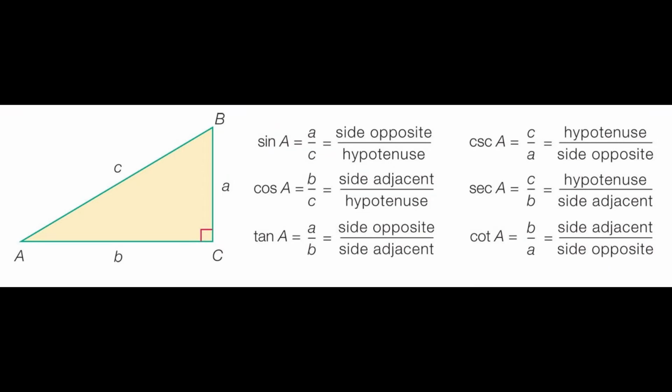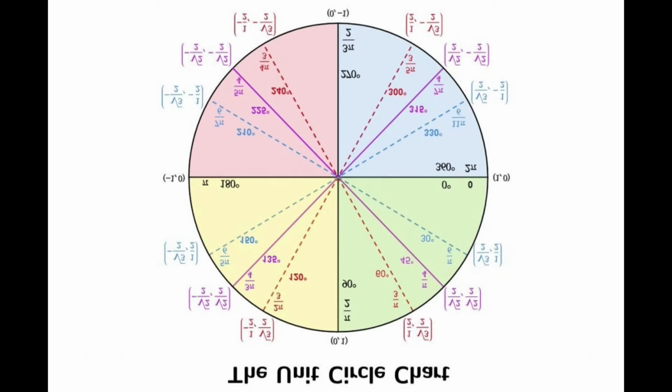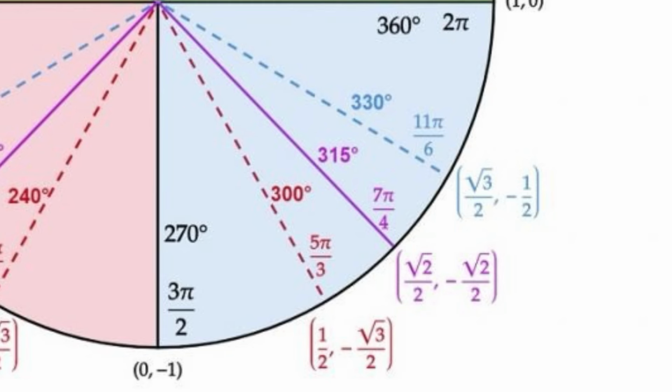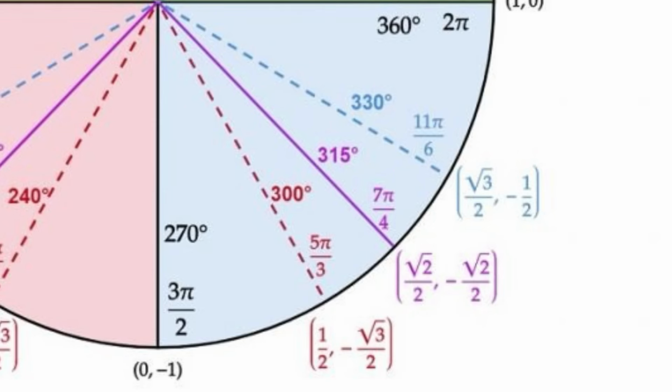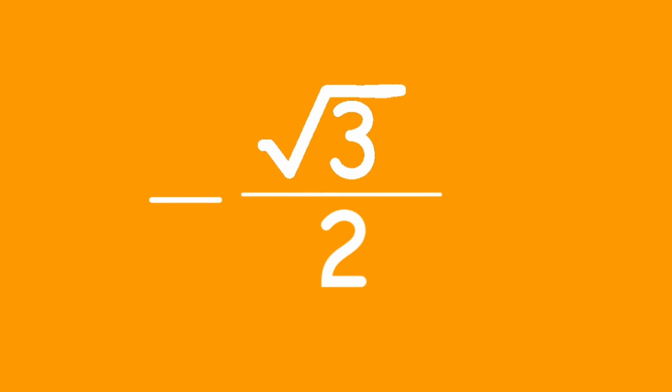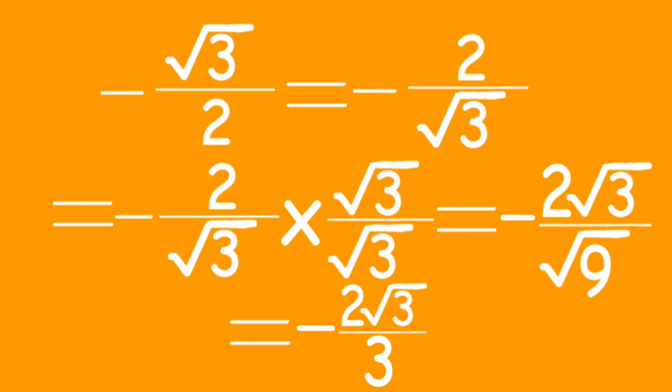Cosecant, secant, and cotangent are the inverses of sine, cosine, and tangent, respectively. For not only is the fraction flipped for a right triangle, but the sine, cosine, and tangent values are flipped on the unit circle. For example, the cosine value for 300 is 1/2, but the secant value for 300 is 2. Meanwhile, the sine value for 300 is the negative square root of 3 over 2, and the cosecant value is negative 2 times the square root of 3 over 3.